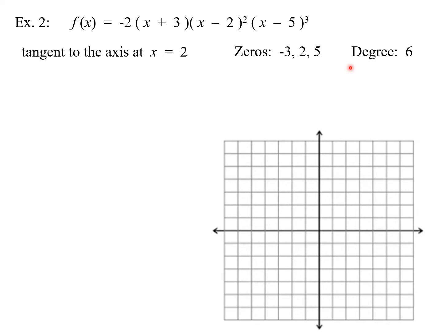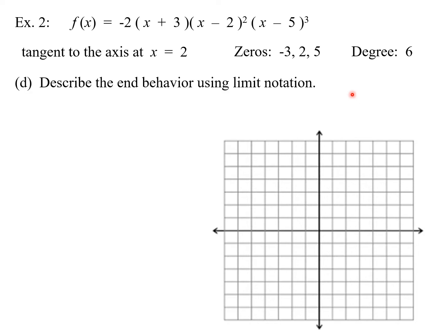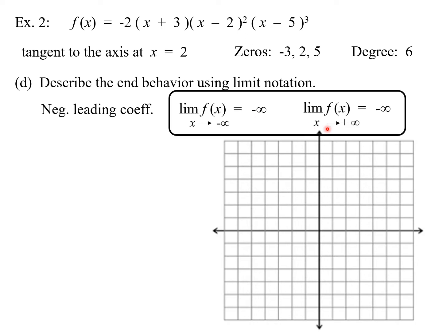Now we have that information summarized nicely here. Next, we want to describe the end behavior using limit notation. Notice that it is a polynomial of degree 6, an even degree, and it has a negative leading coefficient. Now if you look back a couple of slides, that leads to the end behavior looking like this. The limit of the function as x approaches -infinity is -infinity, and the limit of the function as x approaches +infinity is also -infinity. So that gives us the end behavior.